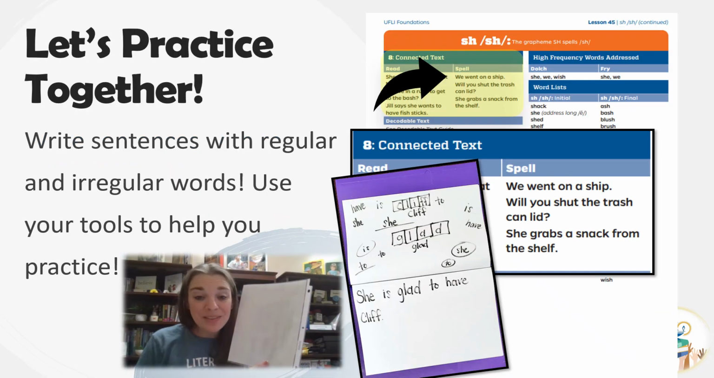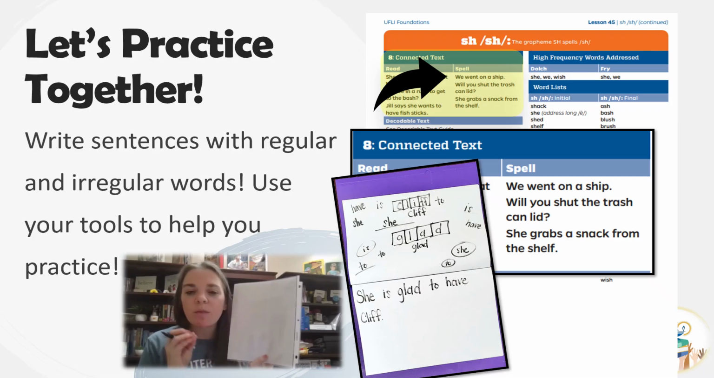I want to give you the chance to see what this portion of the tutoring routine looks like. So we're going to practice it with an example from Step 8 Connected Text from this lesson. So the example is, let's do we went on a ship. But instead of we went on a ship, let's do we went on the ship, because a lot of students might have issues with the word the.